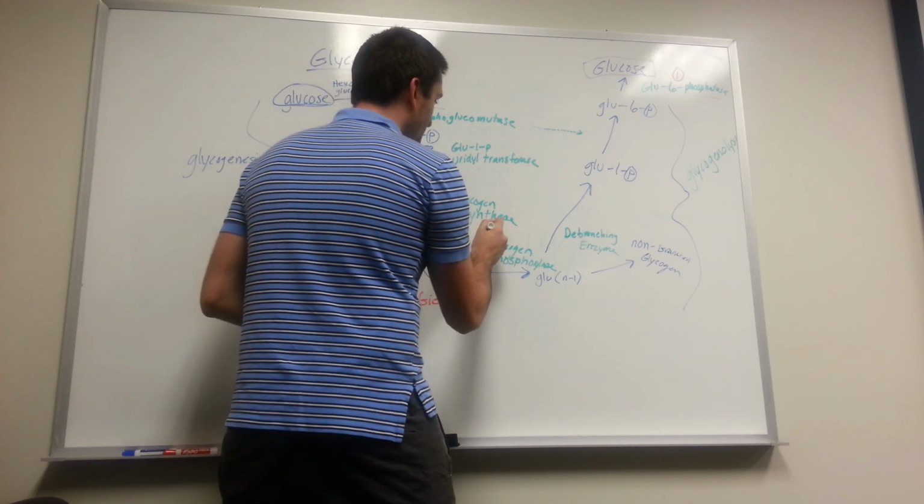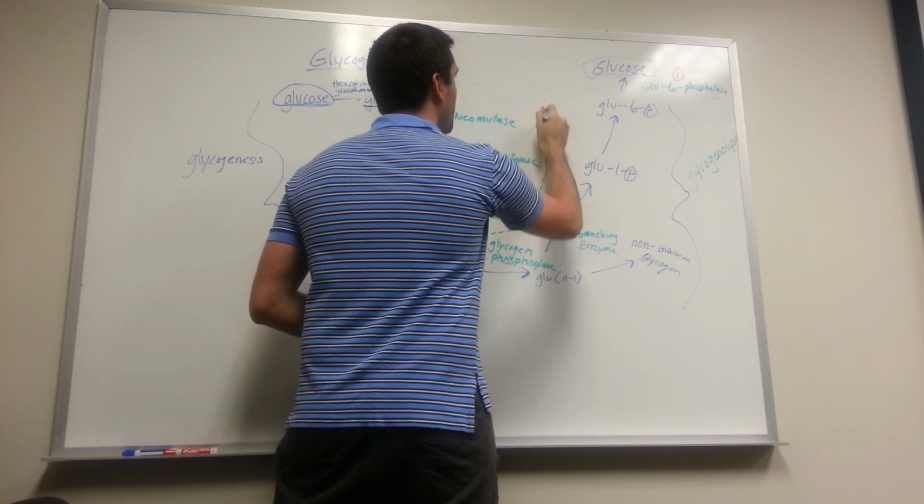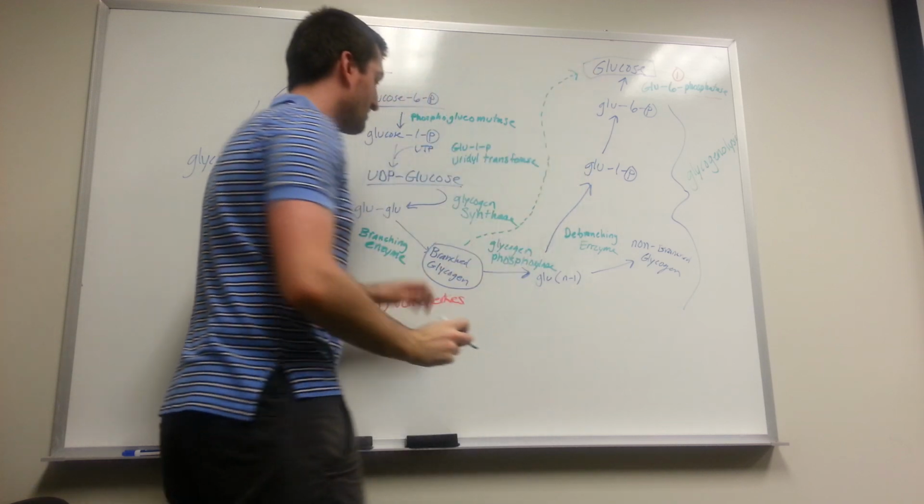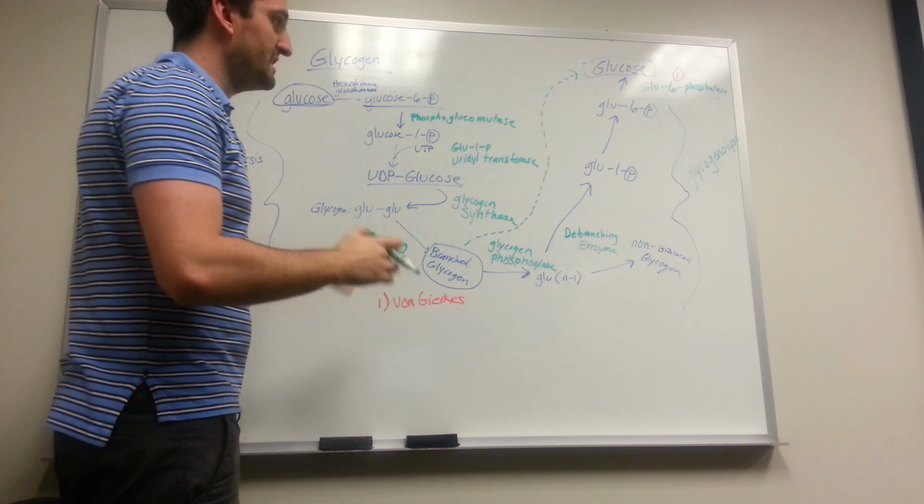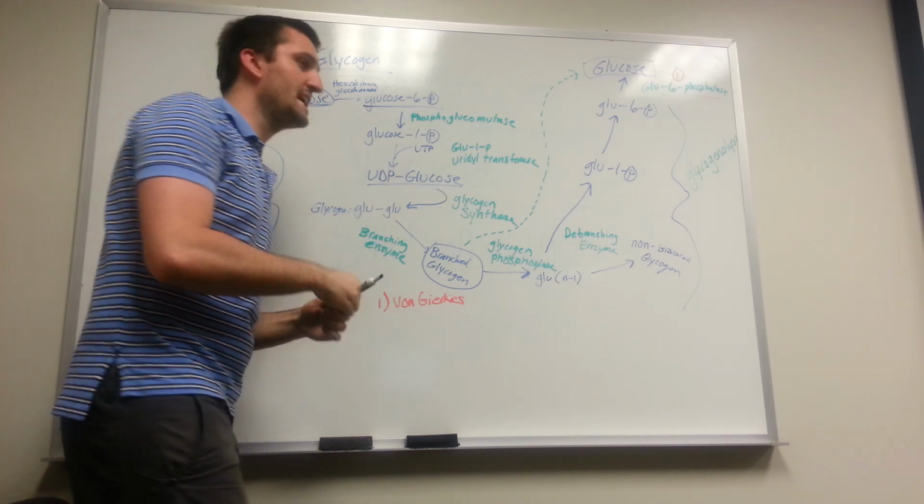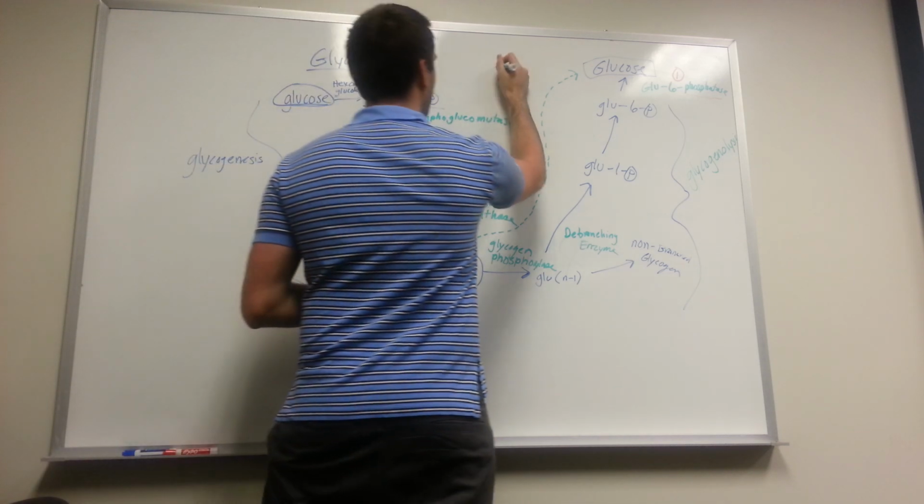However, there's going to be a cheating pathway that's going to convert glycogen into glucose directly. So it's going to cheat. It's going to take the short route. It's going to take the shortcut. So what is this? It's going to be the lysosome.